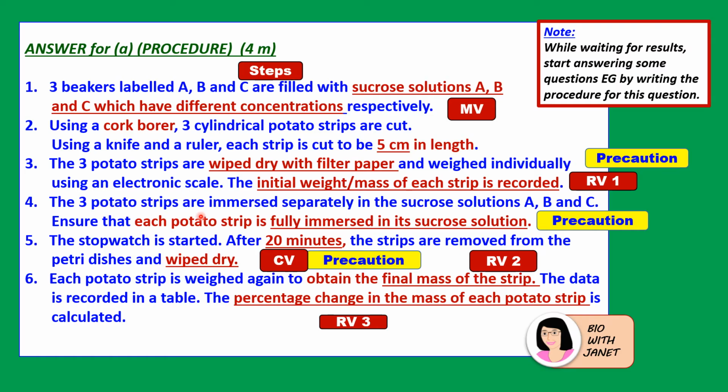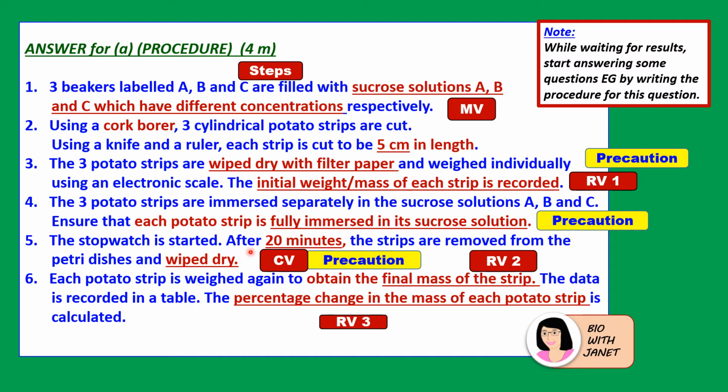Now, the 3 potato strips are immersed separately in the sucrose solutions A, B, and C for 20 minutes. Then ensure that each potato strip is fully immersed in its sucrose solution. So this is another precaution. We can write 2 precautions down, all right, but at least 1 must be given.